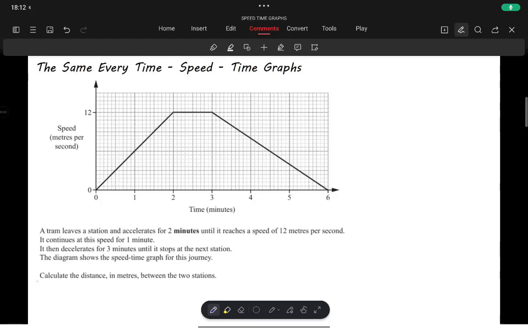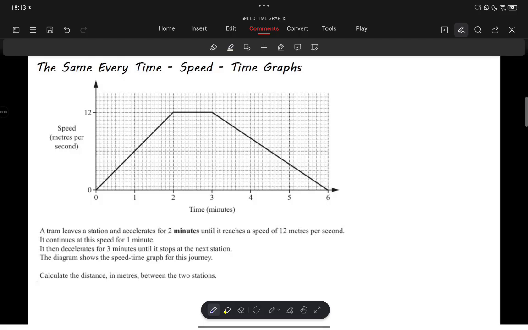Welcome to another video, the same every time, IGCSE Maths, GCSE Maths, looking at the kind of questions that, apart from the numbers, are the same every time. We're still looking at speed-time graphs, and here's our speed-time graph for this particular exam question.